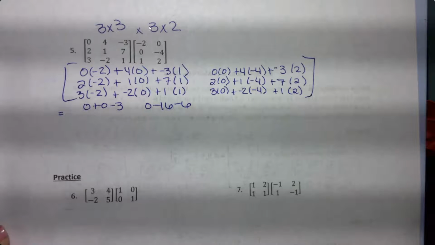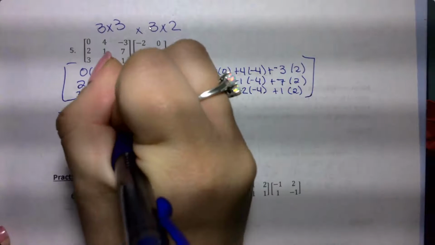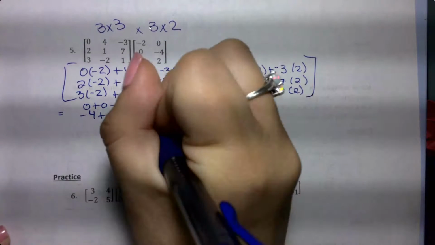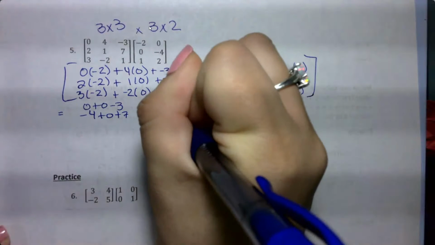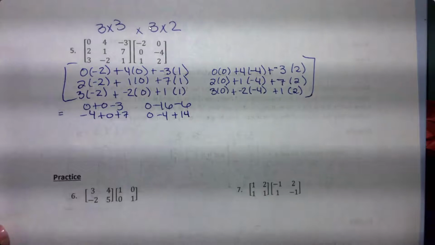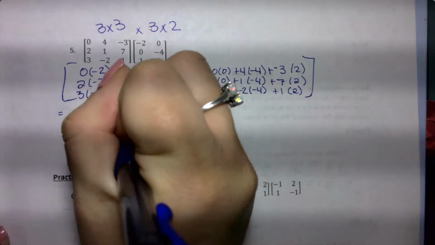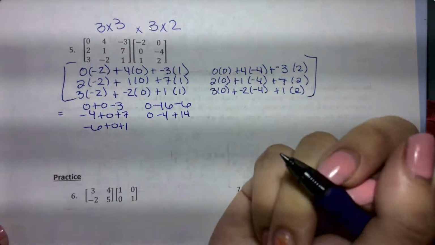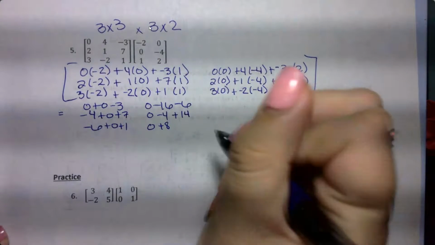Second row, first column, I have negative 4 plus 0 plus 7. Second row, second column, I have 0 minus 4 plus 14. Third row, first column, I have negative 6 plus 0 plus 1. Third row, second column, I have 0 plus 8 plus 2.